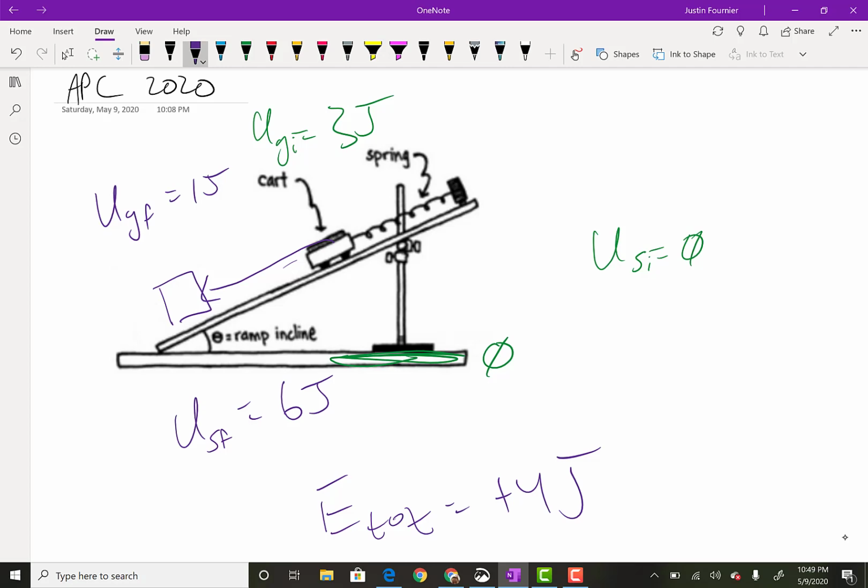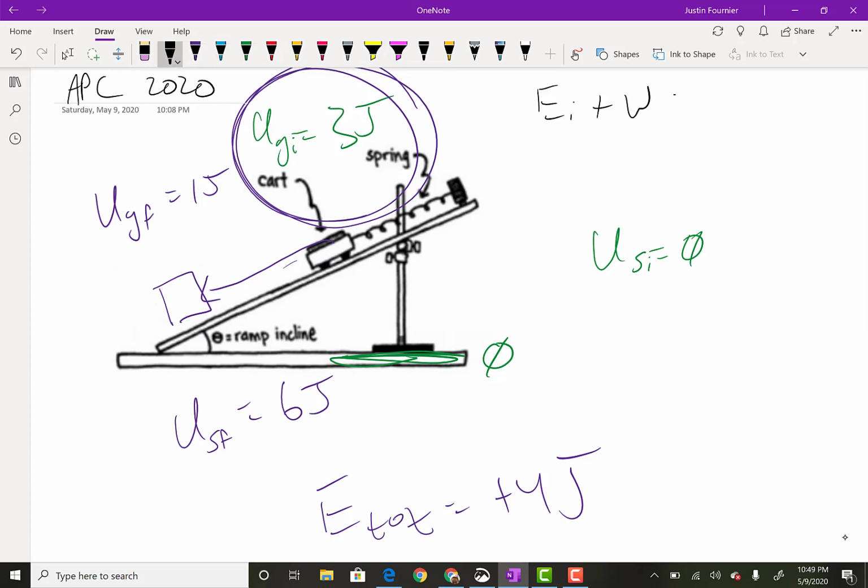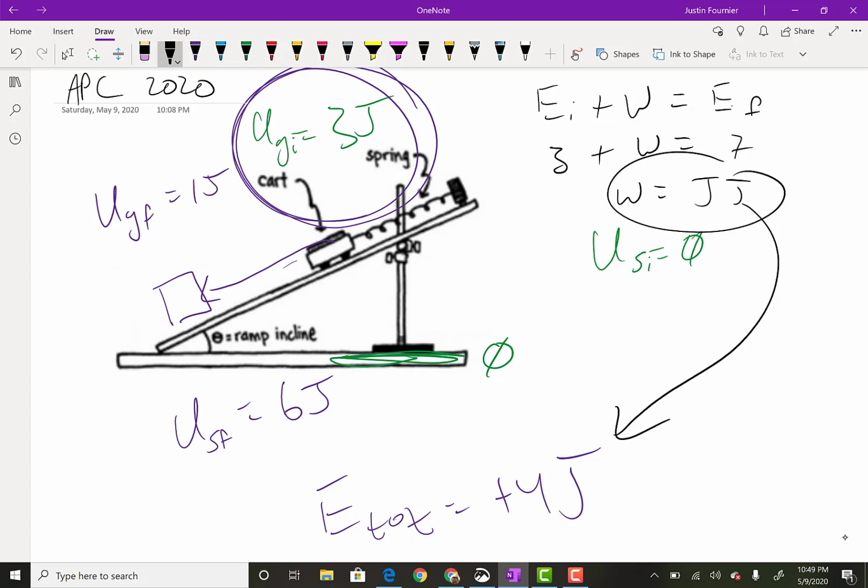Right? So the total energy at the beginning was 3 joules. My initial energy plus any work I do is equal to my final energy. So my initial energy is 3 joules plus the work I do is equal to my final energy, which is 7 joules. Right? So what's the work I do? It's equal to 4 joules, because I put 4 joules of potential energy into the system.